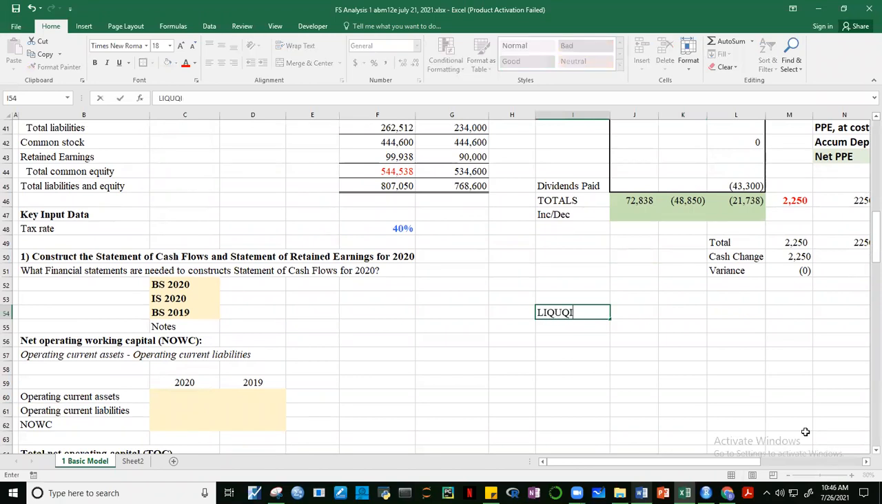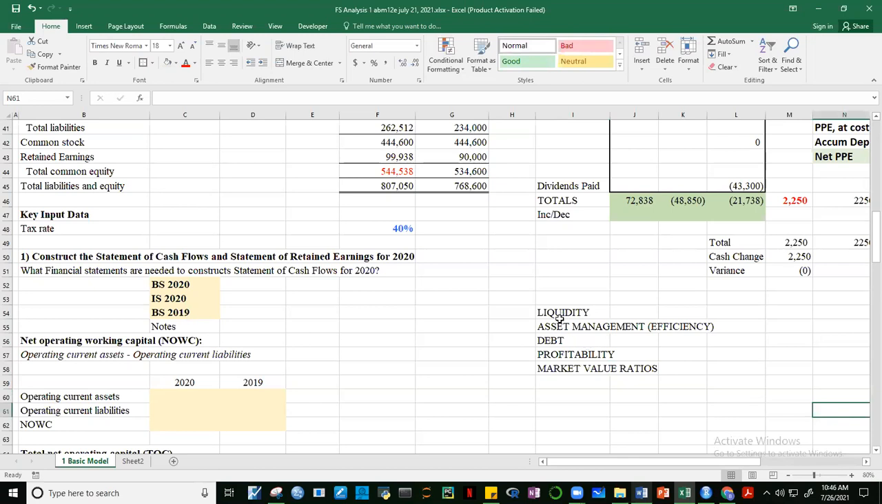Liquidity ratios. Then you have asset management or efficiency ratios. Then we have debt ratios. Ano pa ba? Profitability ratios. And we have market value ratios. So these are the ratios that we're going to look into. It would be good, guys, for you to do advanced reading on what these ratios are, financial ratios.